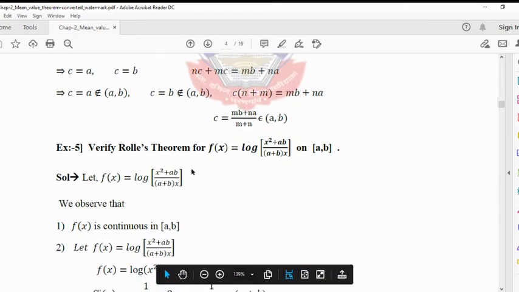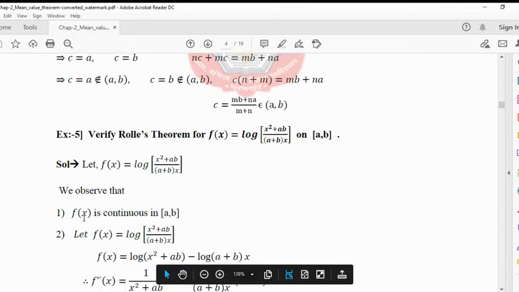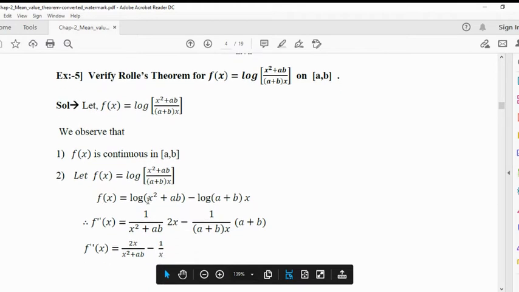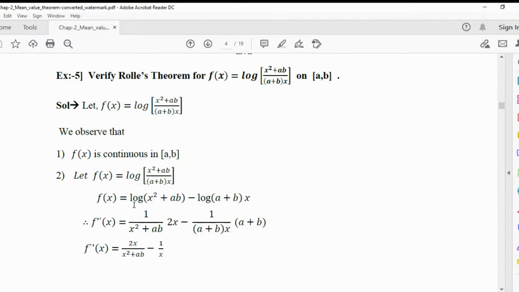Similarly as above, f of x is the given function, and f of x is continuous on closed interval ab. We have to find the derivative of this. What is the derivative of f of x? Log of m upon n can be written as log m minus log n. So here we can separate: log of x square plus ab minus log of a plus b into x.